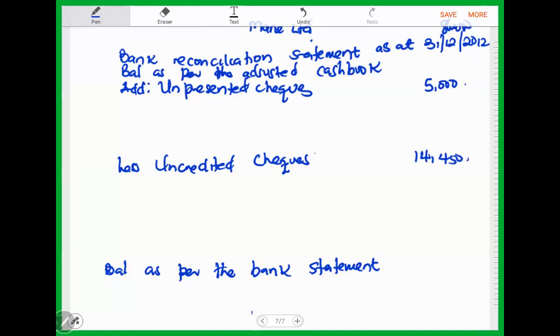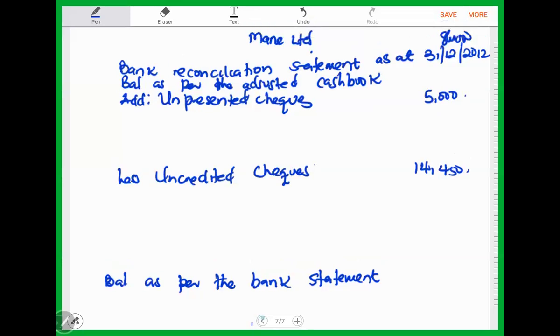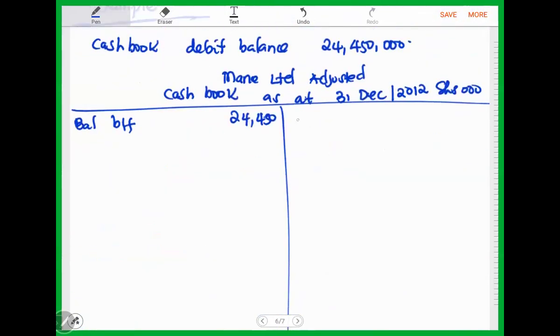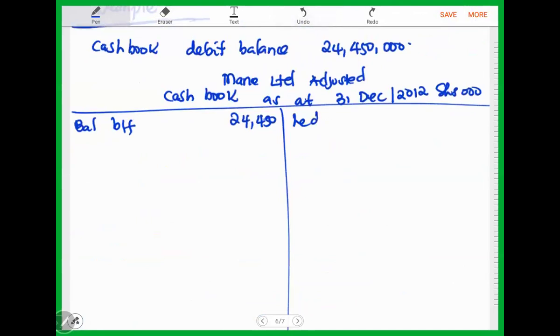Note number 3. The bank had charged ledger fees amounting to shillings 1.6, which amount appeared in the bank statement obtained from the bank on 31st December 2012. However, this amount had not yet been credited in the cash book. So this is a direct debit. Direct debits are normally put here. We shall say ledger fees, which is 1.6. Ledger fees 1.6. Direct debit.